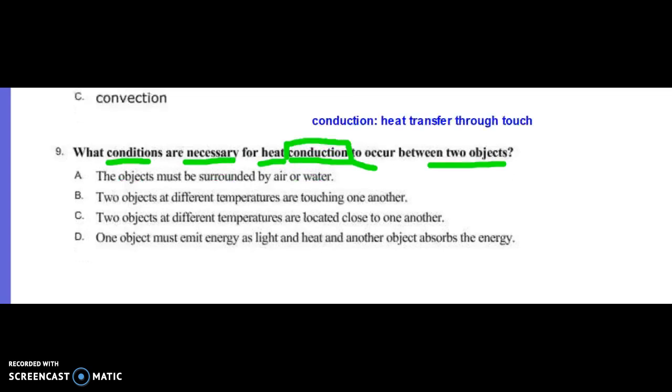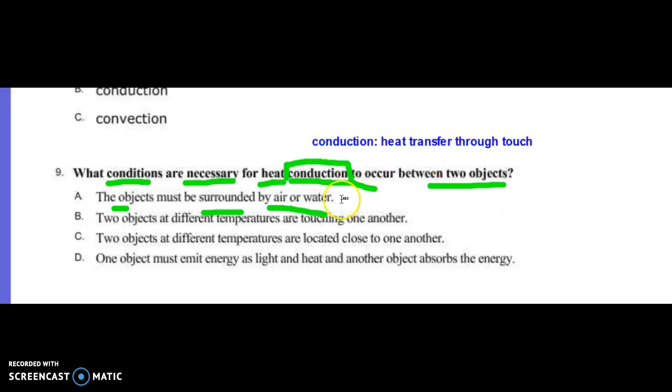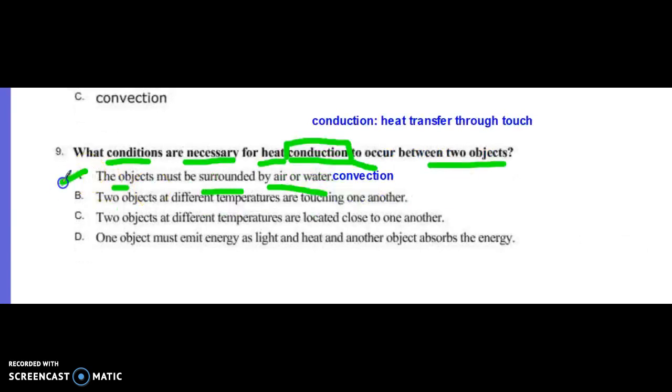So let's take a look at our answer choices. The objects must be surrounded by air or water. Now, I know, and I'm going to just type this to help me later with the test, that is convection. So although I know what this one is, it's definitely not the right answer.